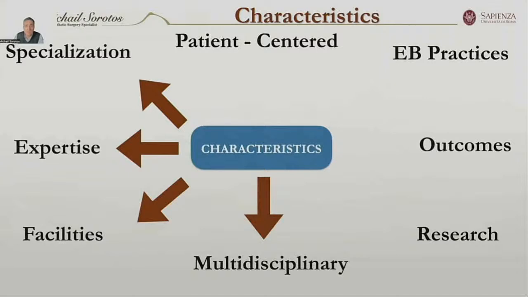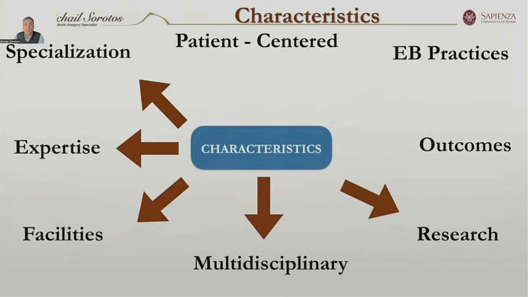And we should have a multidisciplinary team. We should include all the specialists necessary to deal with such pathology. So, for example, in BIA-ALCL, an aware plastic surgeon, oncologist, hematologist, radiologist, and of course, a pathologist that will help us with the diagnosis of the disease.